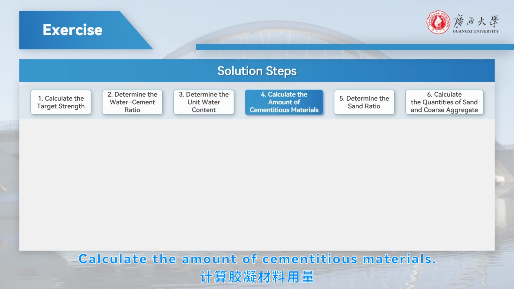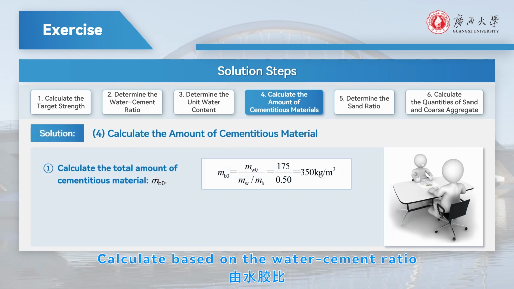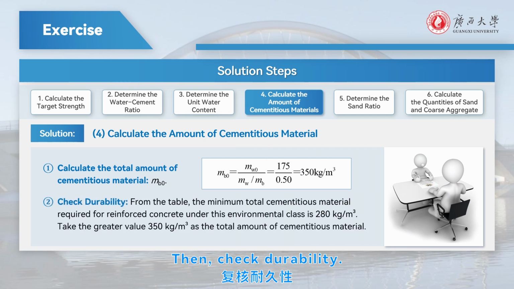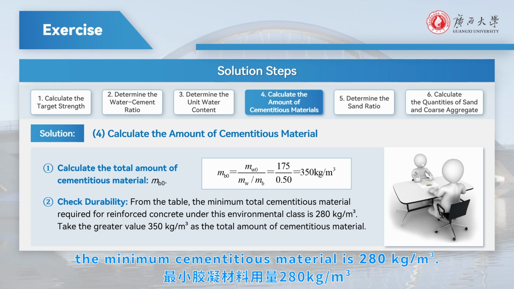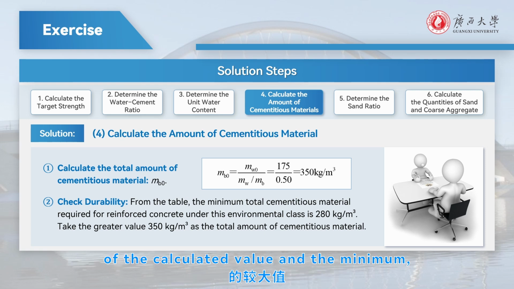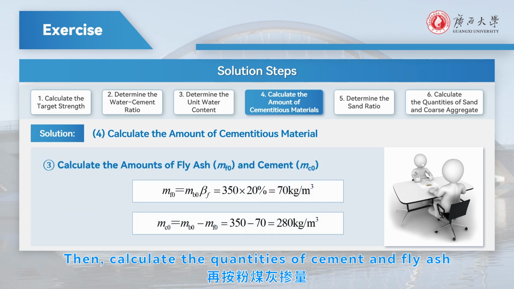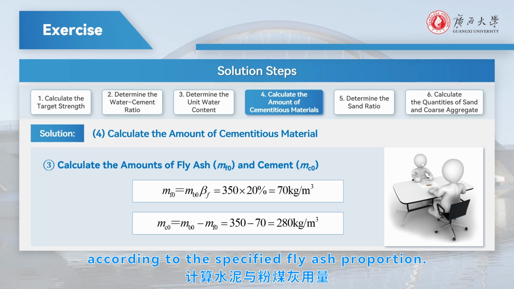Step 4: Calculate the amount of cementitious materials. Calculate based on the water-cement ratio and unit water content. Then, check durability. For this environmental exposure class, the minimum cementitious material is 280 kilograms per cubic meter. Take the larger of the calculated value and the minimum, in this case 350 kilograms per cubic meter, as the total cementitious material. Then, calculate the quantities of cement and fly ash according to the specified fly ash proportion.